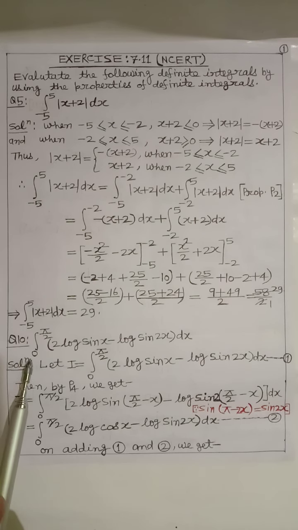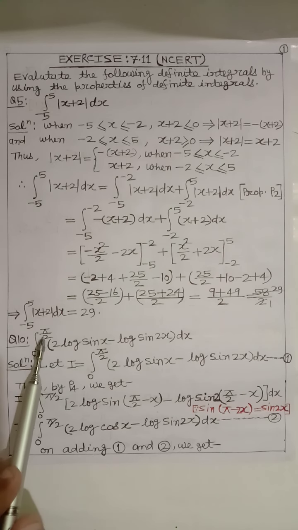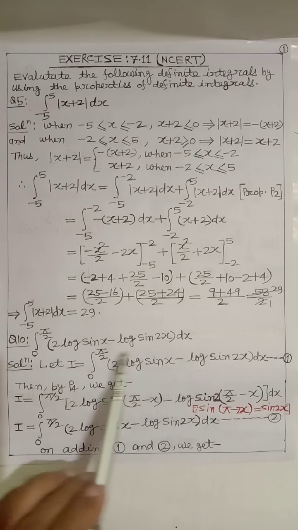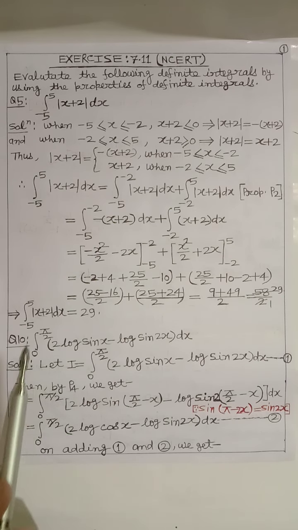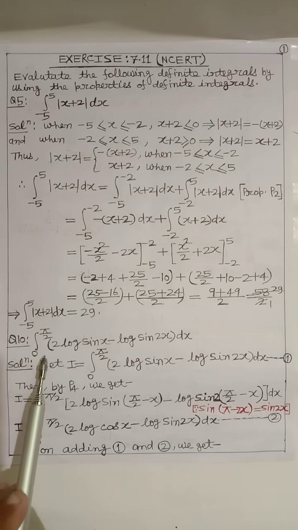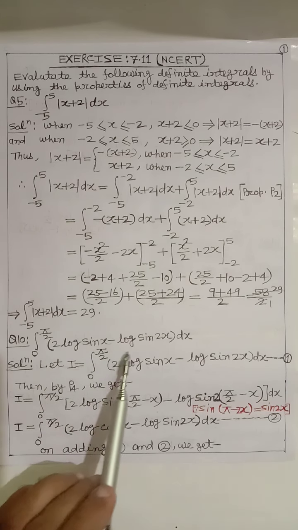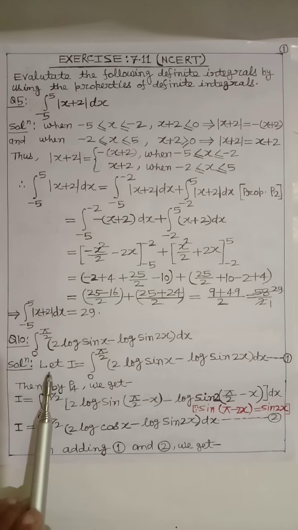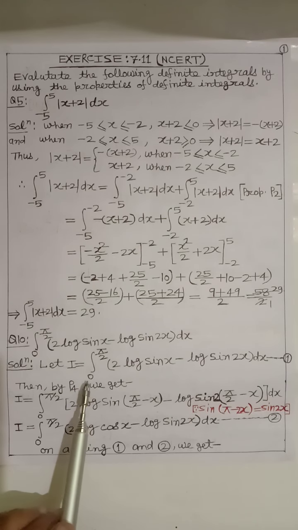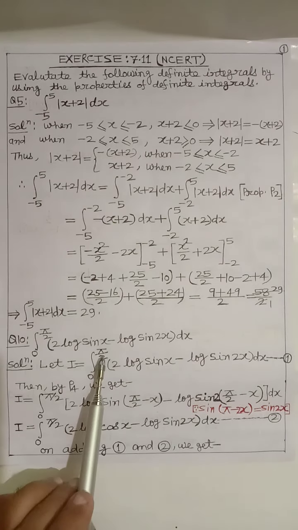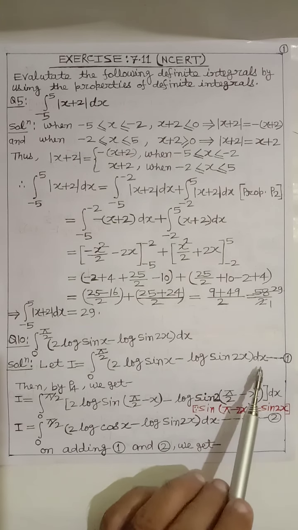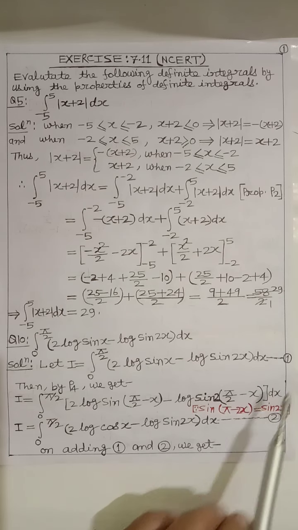Question number 10. Integration of 0 to pi by 2 of (log sin x minus log sin 2x) dx. Here we evaluate this using the property of definite integral. To find the solution, let I equal to integration of 0 to pi by 2 of (log sin x minus log sin 2x) dx. This is taken as 1.